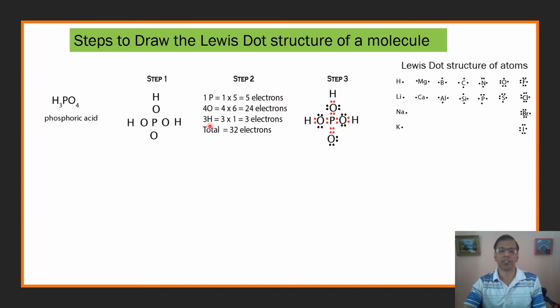And then you have 3 hydrogen atoms. 3 times 1, 1 is the number of electrons in the hydrogen valence shell. And so you have 3 electrons from hydrogens. So you add 25 plus 24 plus 3, and you get a grand total of 32 electrons. So there are 32 valence electrons in the molecule.